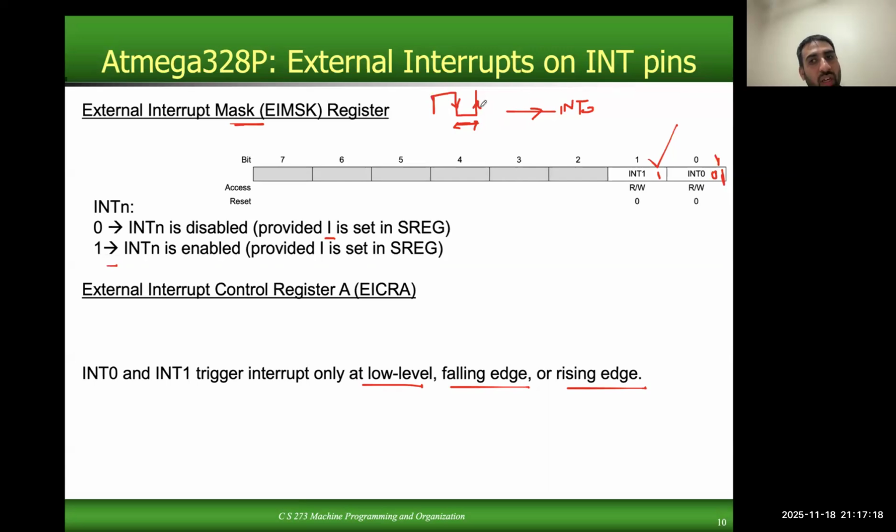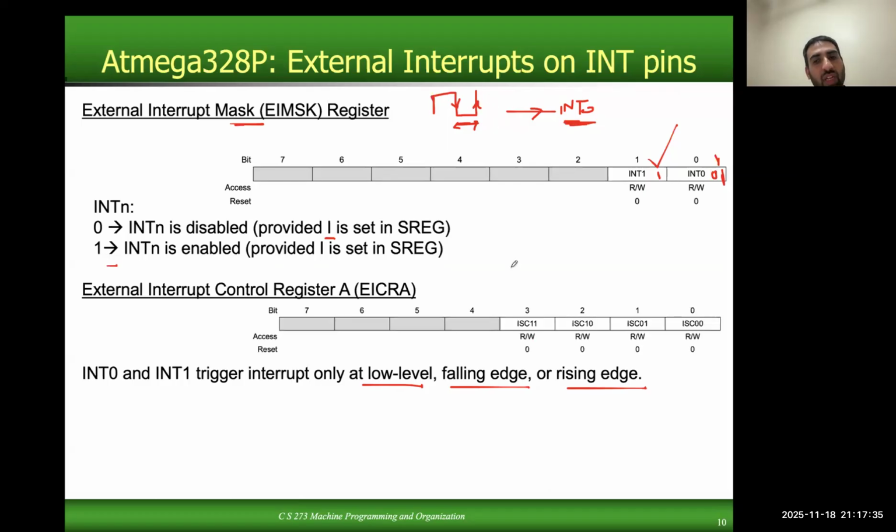No, you need to configure it. You are saying that I want to enable the interrupt on the pin INT0, but when should the input be treated as a signal for interrupt: when it is low, or when there is a falling edge, or when there is a rising edge. You can specify that by writing a value in the external interrupt control register A.